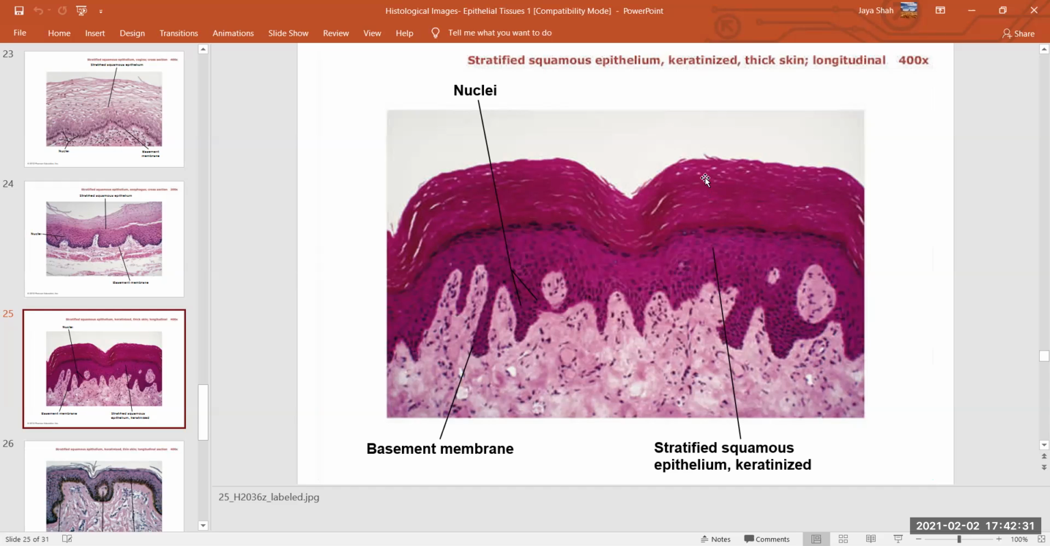And this keratin protein makes skin waterproof. But if you take the similar tissue from your esophagus or vagina, then that will not have this flaky layer of keratin. And that's why the oral cavity and vaginal wall are not waterproof. They are wet.